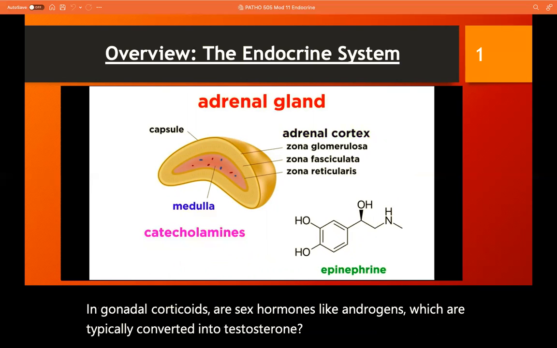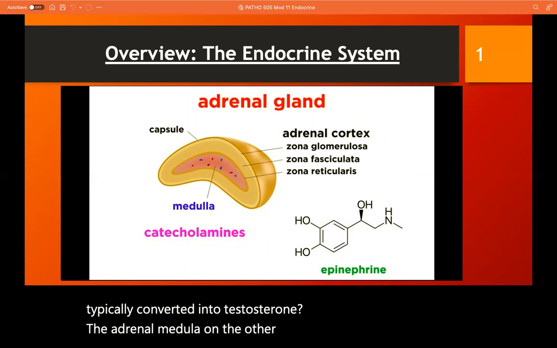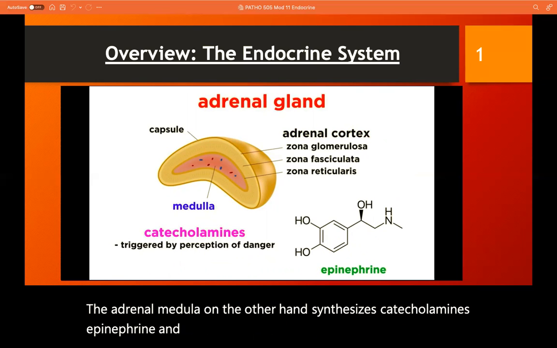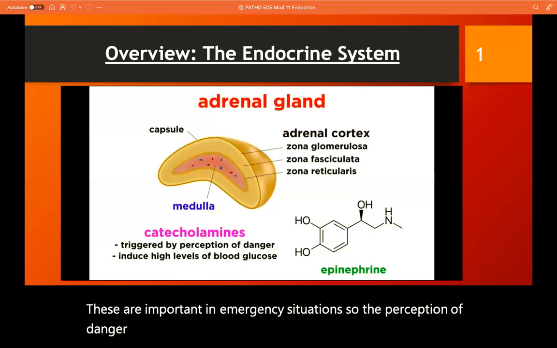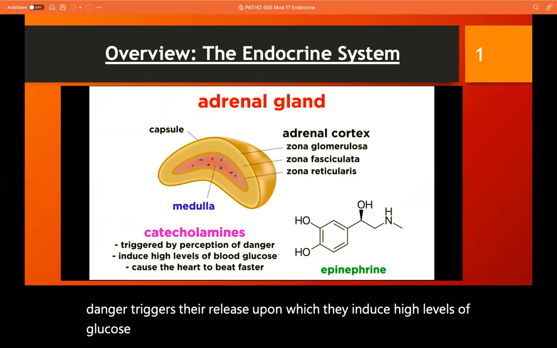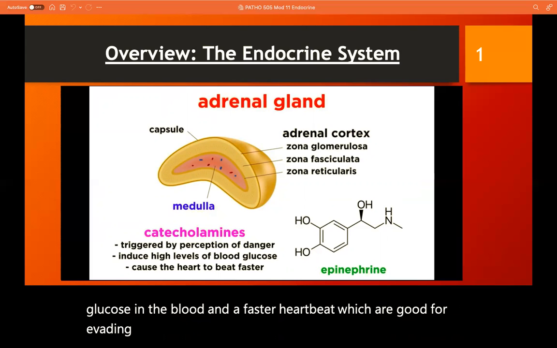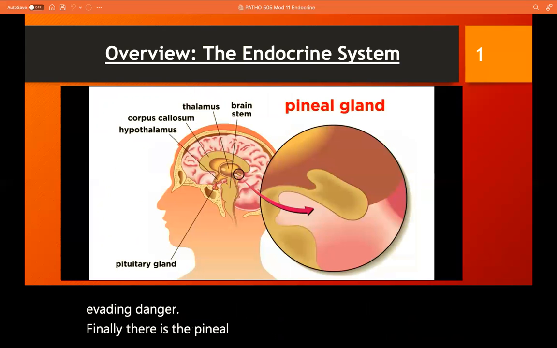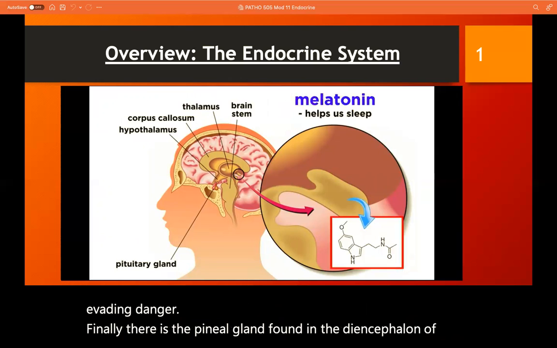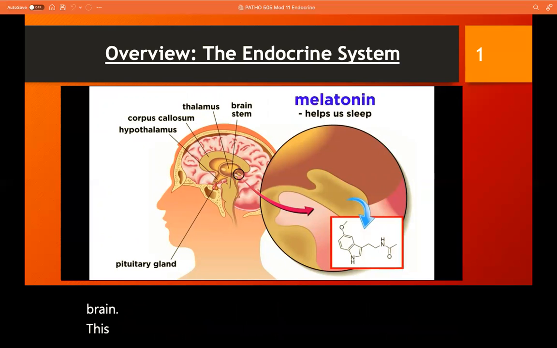The adrenal medulla, on the other hand, synthesizes catecholamines like epinephrine and norepinephrine. These are important in emergency situations, so the perception of danger triggers their release, upon which they induce high levels of glucose in the blood and a faster heartbeat, which are good for evading danger. Finally, there is the pineal gland, found in the diencephalon of the brain. This produces melatonin, which helps us sleep.